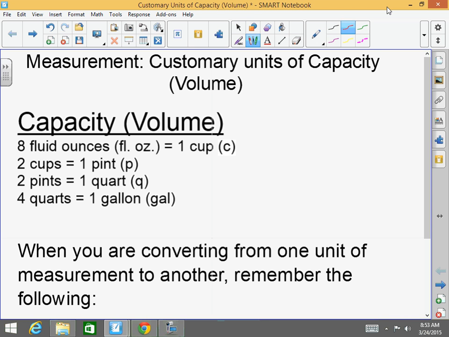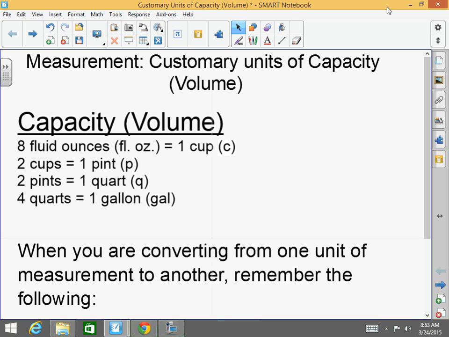Fluid ounces are different than dry ounces. There are 16 ounces in a pound. Those are dry ounces. We're talking about fluid ounces. There's 8 fluid ounces in 1 cup. So when you drink a cup of water, that is 8 fluid ounces. There are 2 cups in 1 pint.